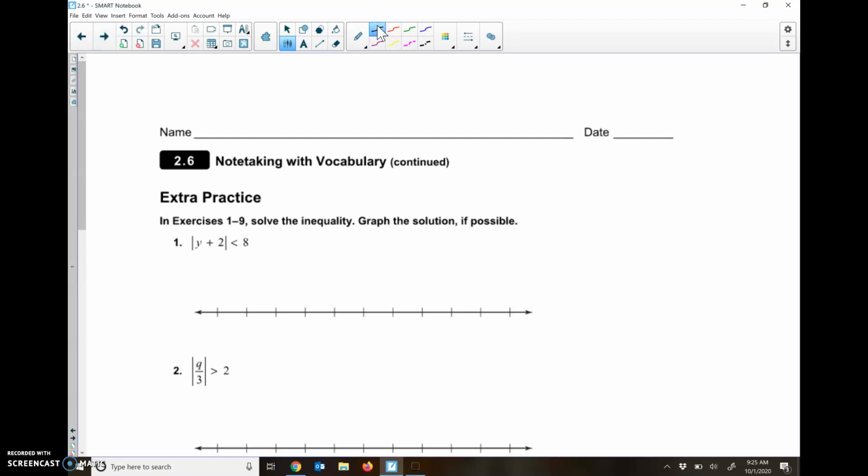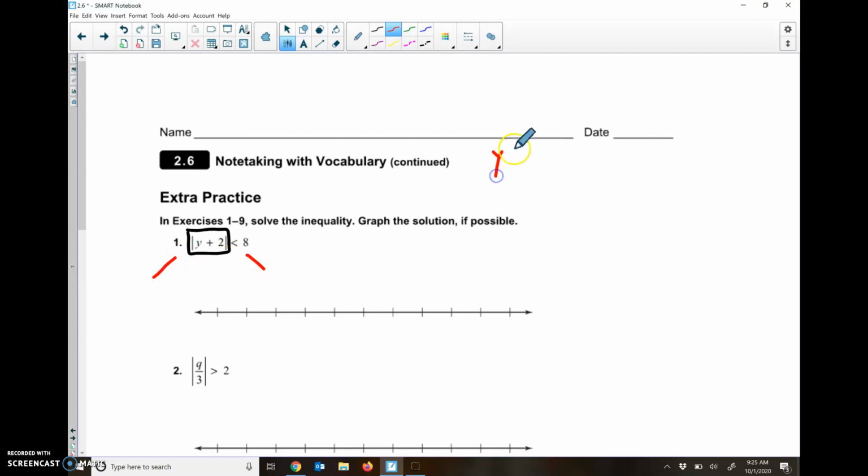Okay, so first things first, our first step is making sure the absolute value is by itself. So if I look at number 1 here, it is by itself. Absolute value of y plus 2 is the only thing on the left side. So that's our step 1, make sure the absolute value is by itself. Then I can make my two equations.